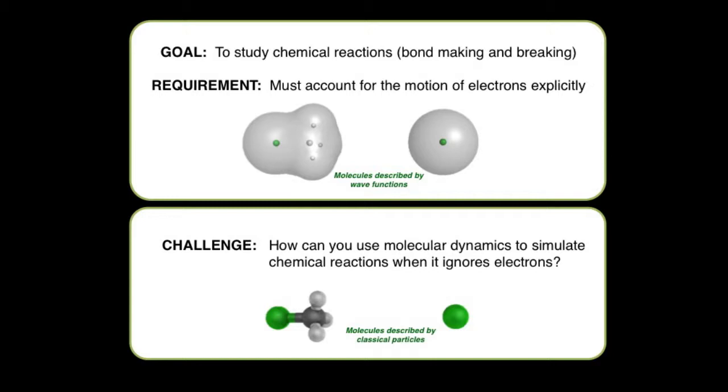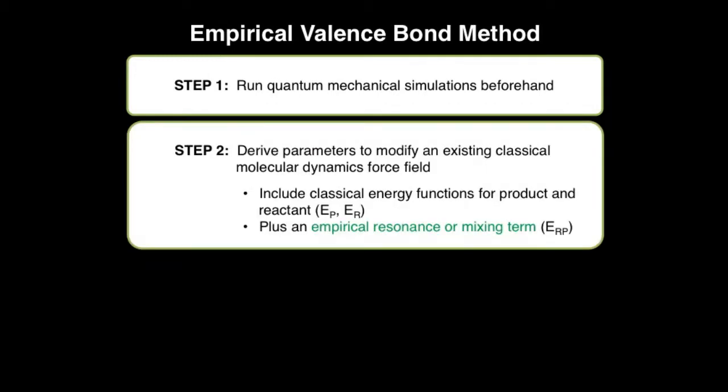So there's a number of different ways to do this, and my goal was to use what I said before, the empirical valence bond method, or EVB for short. EVB basically allows you to do a bunch of quantum mechanics simulations, studying the chemical reaction in gas phase ahead of time. And then after that, you use these calculations to parameterize a specific force field, or rather to modify an existing force field that would allow you to study the process of bond making and breaking.